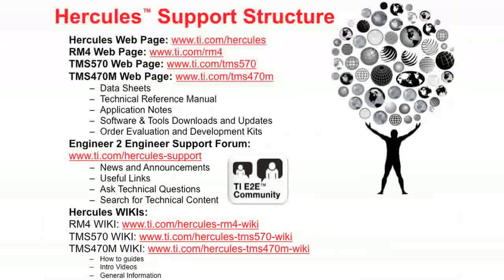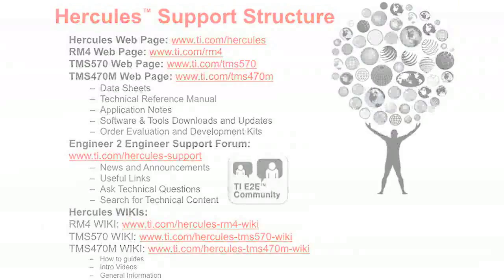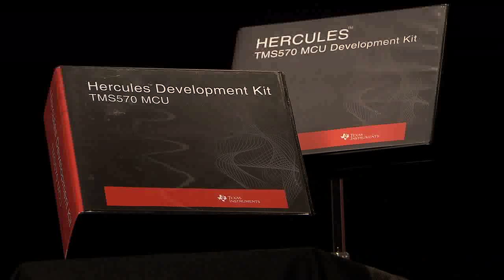There are a number of online resources available where you can go to get more information about Hercules microcontrollers. The first is the Hercules web pages that are on TI.com. Here you can download official device datasheets, technical reference manuals, and application notes. You can download software like HALCoGen, NowFlash, and the High-Timer Integrated Development Environment. You can also order development kits through the TI eStore from these web pages.